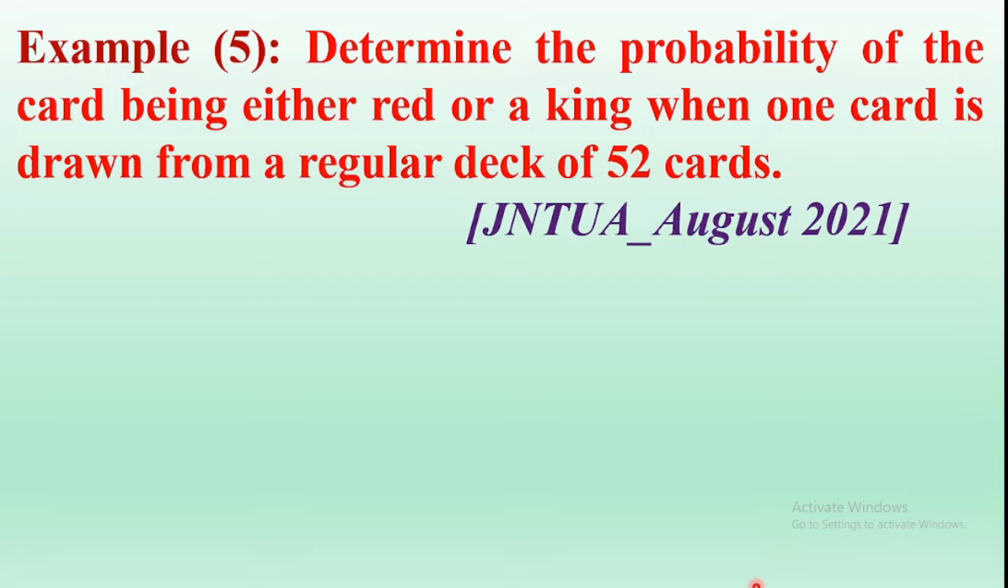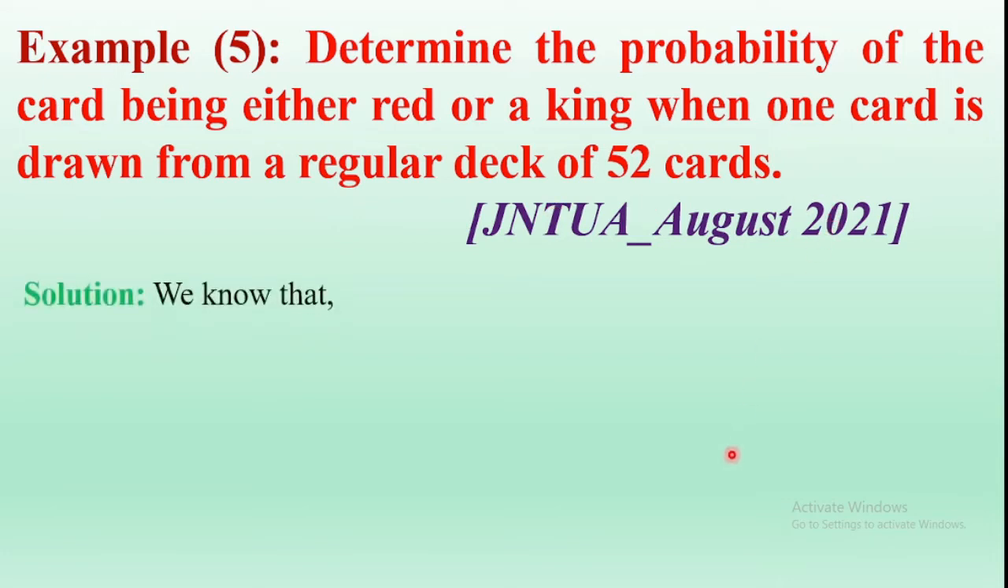In this video I am going to discuss a PTSP problem, probability theory and stochastic process subject problem. And this is a previous examination question. The given example is: determine the probability of the card being either red or a king when one card is drawn from a regular deck of 52 playing cards.